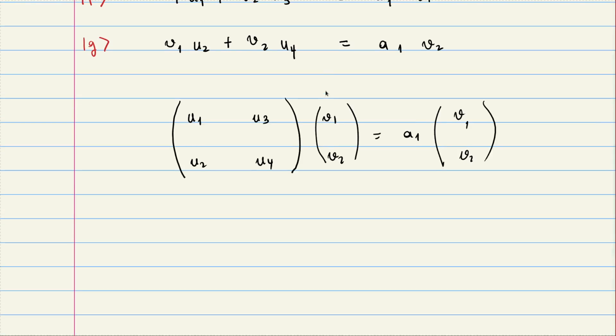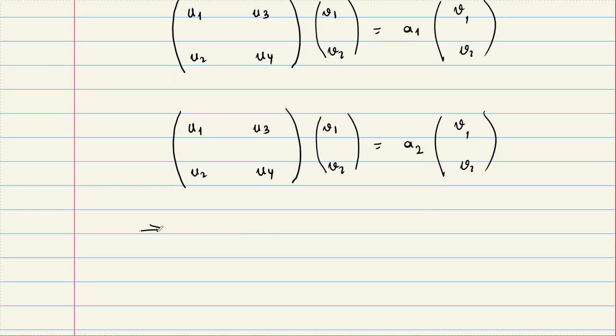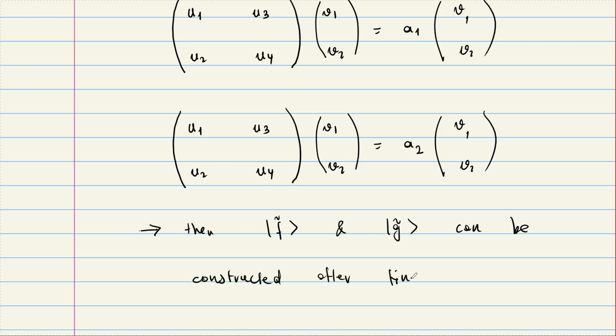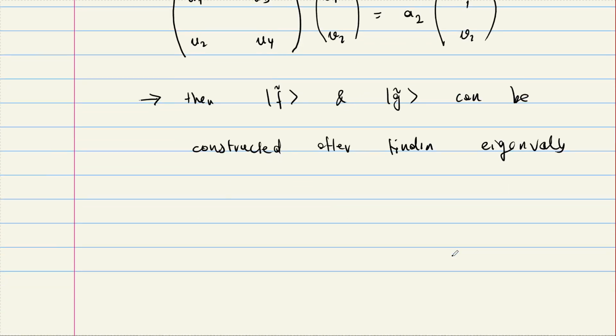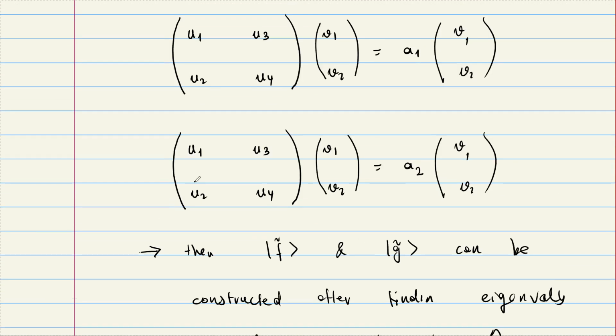And similarly, we can do exactly the same thing for the second eigenvalue. The second one is exactly the same, only this one changes. And this says that F tilde and G tilde can be constructed after finding the eigenvalues and eigenvectors of this U object. Let me call this U.